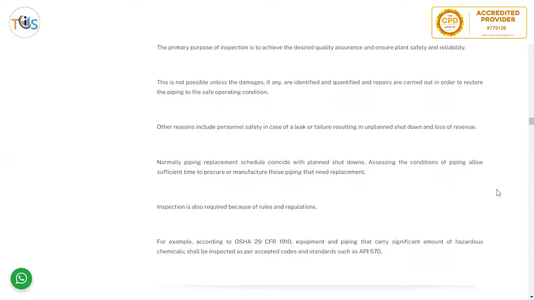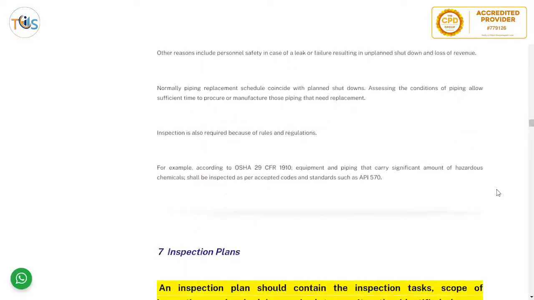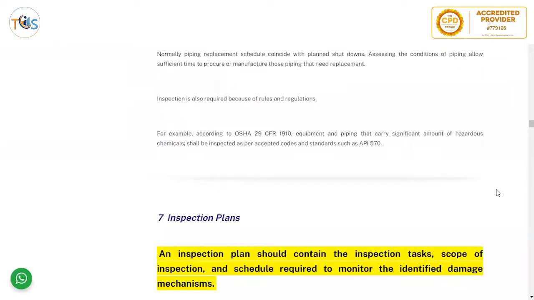And obviously if you don't do that, it might end in failure and unplanned shutdown. It might cause damages to the property and injuries to human beings, even fatalities, and then shutdown of the plant and obviously losing money or revenue. Normally, piping replacement schedules coincide with plant shutdowns. So the best time to replace the pipes that you can no more repair, or that are too dangerous to use, is during the plant shutdown. But you keep monitoring it to make sure that it can actually work till the next inspection interval or the plant shutdown or turnaround.